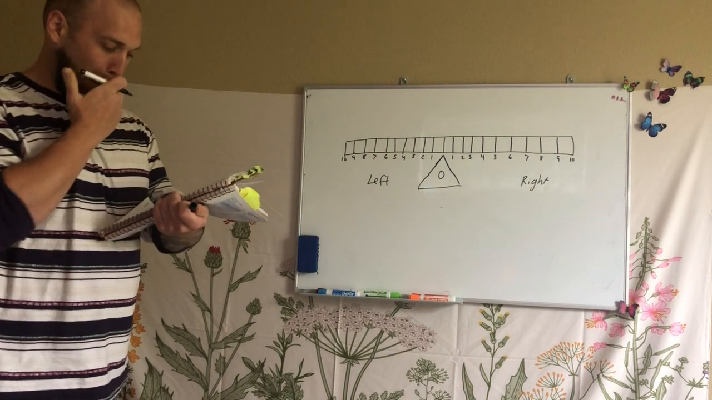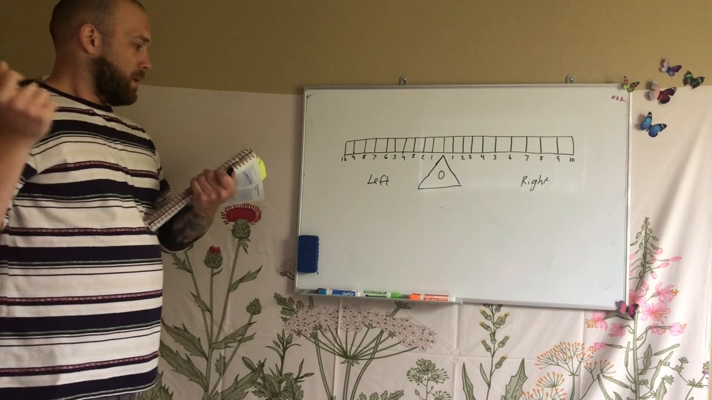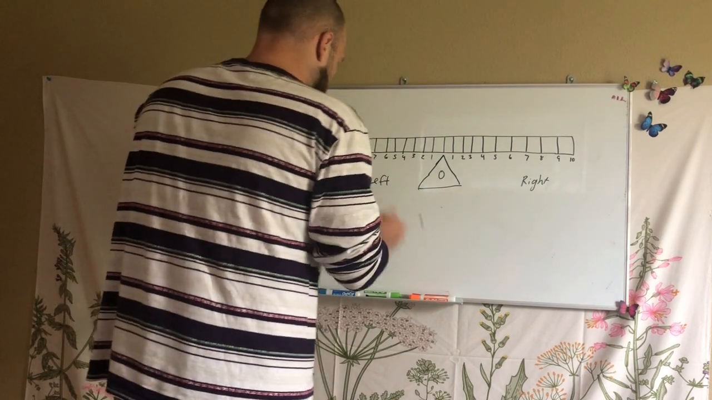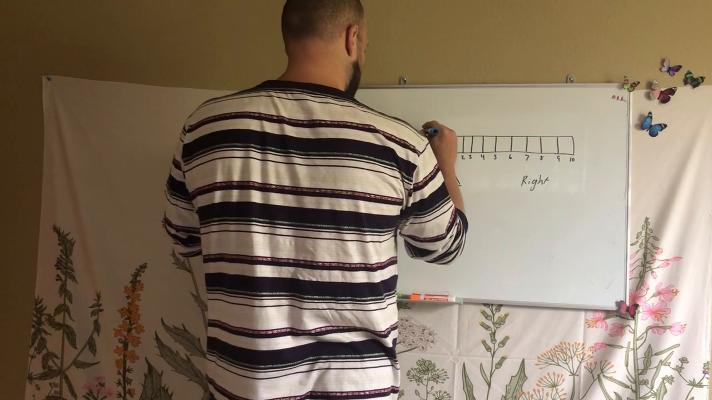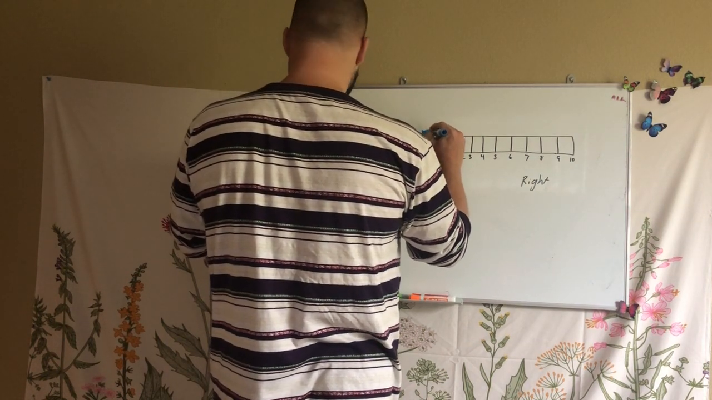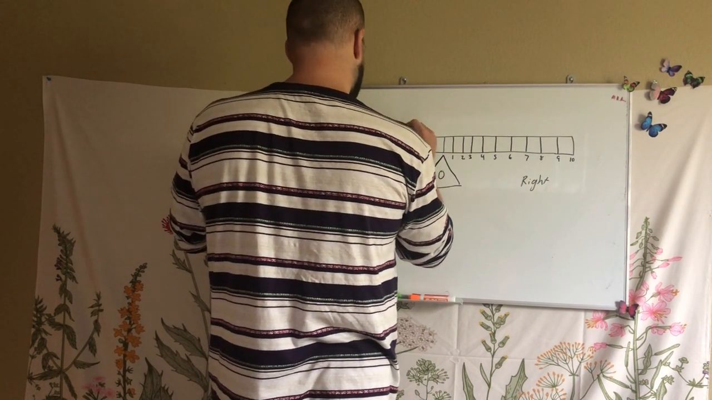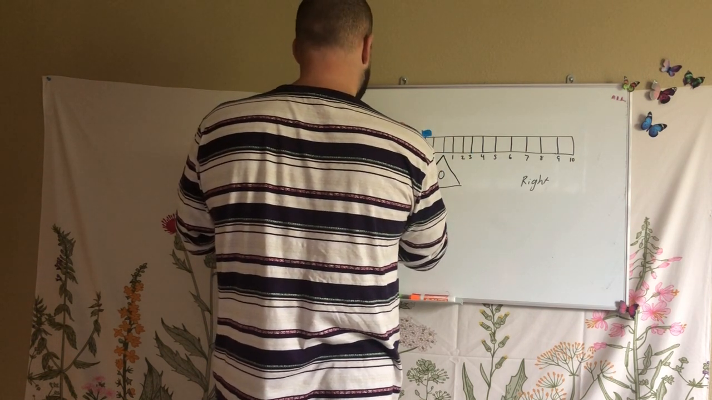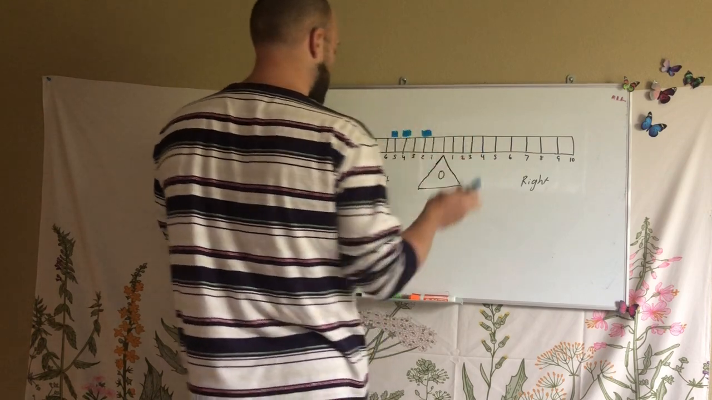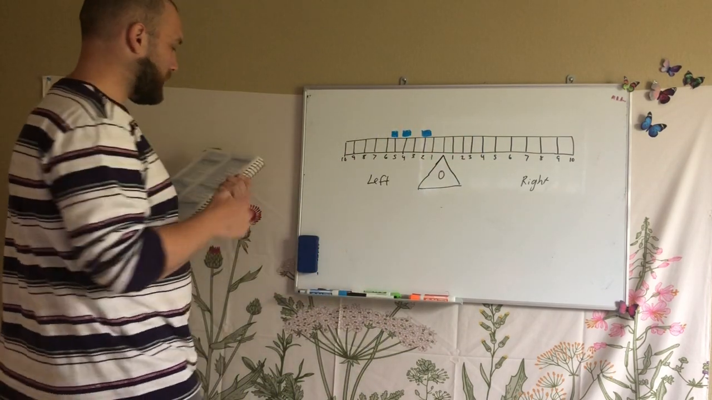So, I'm going to draw some new weights on here. Let's do blue again. I'm going to have a weight on 2. I'm going to have a weight on 4. And I'm going to have a weight on 5. I'm not going to draw anything on the other side.